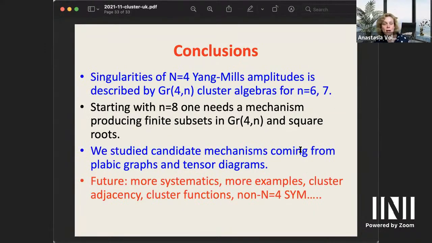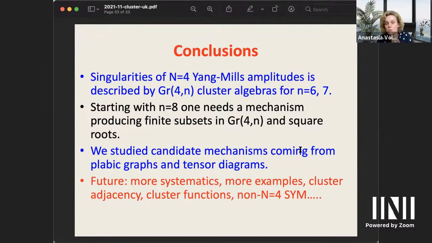So let me conclude by repeating what I told you today. We've been focusing on the singularities for N=4 Yang-Mills theory amplitudes, and they are described by Gr(4,n) cluster algebras for 6 and 7 points. Now, starting with 8 points, one needs a mechanism which produces finite subsets in Gr(4,n) and also which produces square roots. So again, from amplitudes, we need finite subsets and we need to be able to get the square roots. So we studied candidate mechanisms. One was from Plabic graphs and the other one was from tensor diagrams.